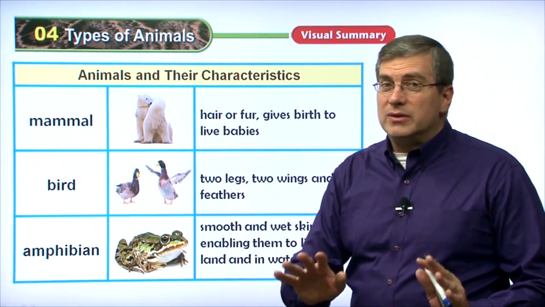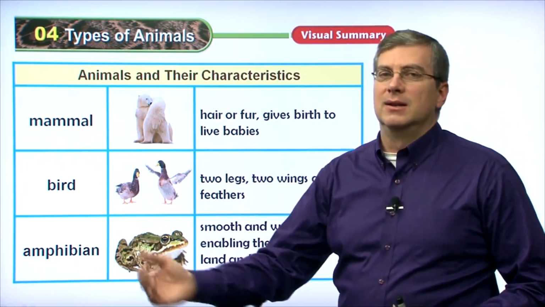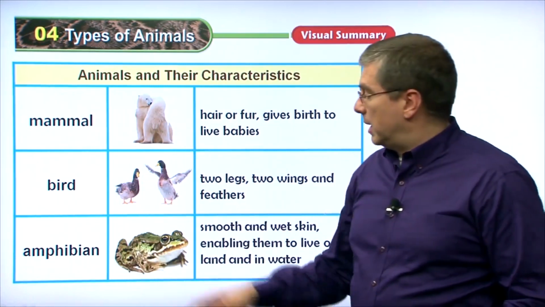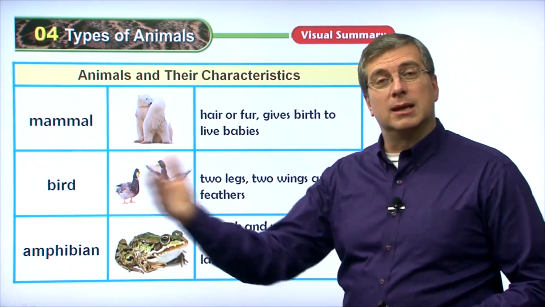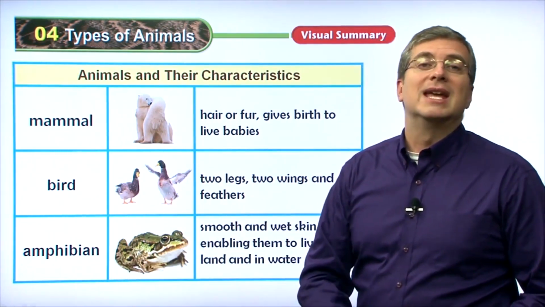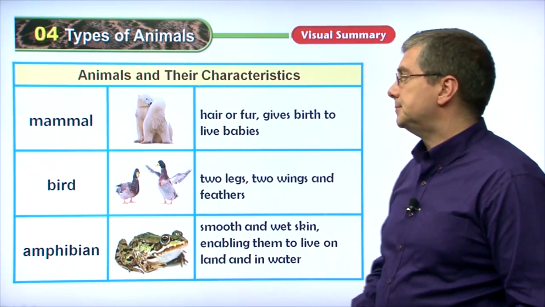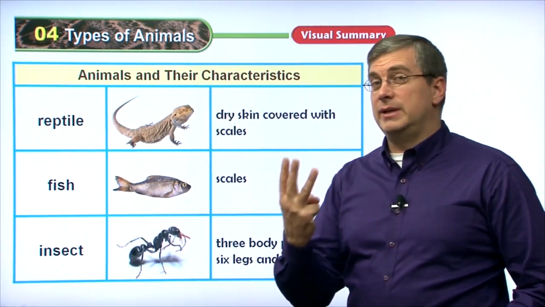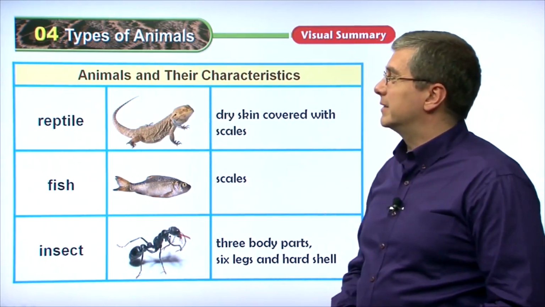Fish are not amphibians. Fish cannot live on land. Fish can only live in water. But amphibians can do both. They can live on land. They can also live in the water. Okay. Let's move on to the next 3 types of animals that we discussed.